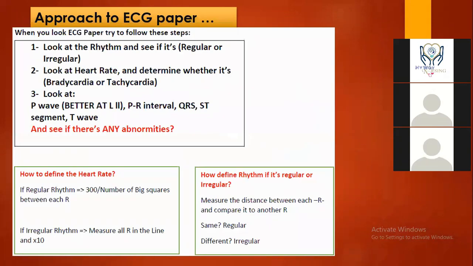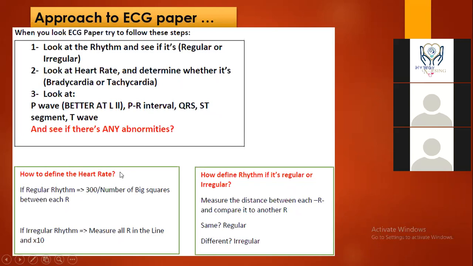When you have an ECG paper, you must follow the following steps. You must follow these steps so you can read the ECG. So first of all, you have to look at the rhythm. Is the rhythm regular or irregular? Secondly, you look at the heart rate and determine whether it's bradycardic or tachycardic. And then look at the P wave. Is it a normal P wave? Look at the PR interval next, and then QRS, and then ST segment. Lastly, look at the T wave and see if there are any abnormalities in this wave or not.